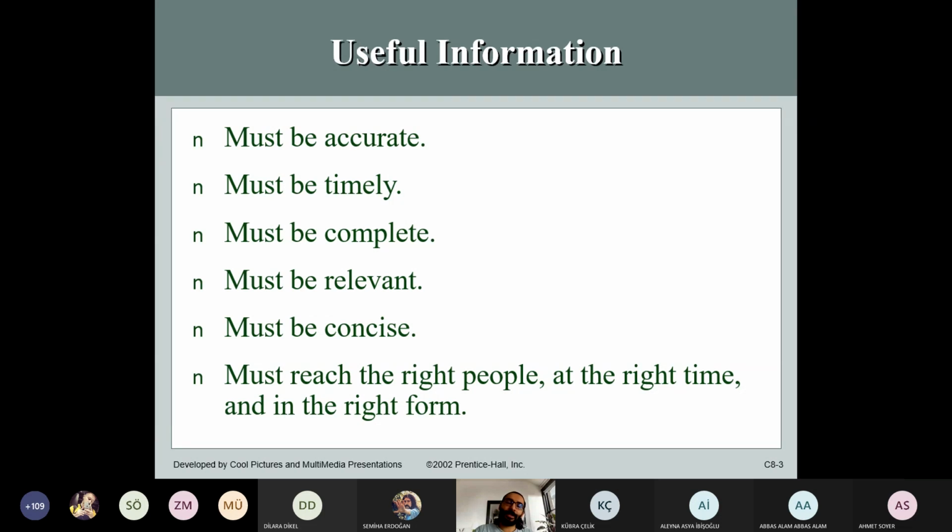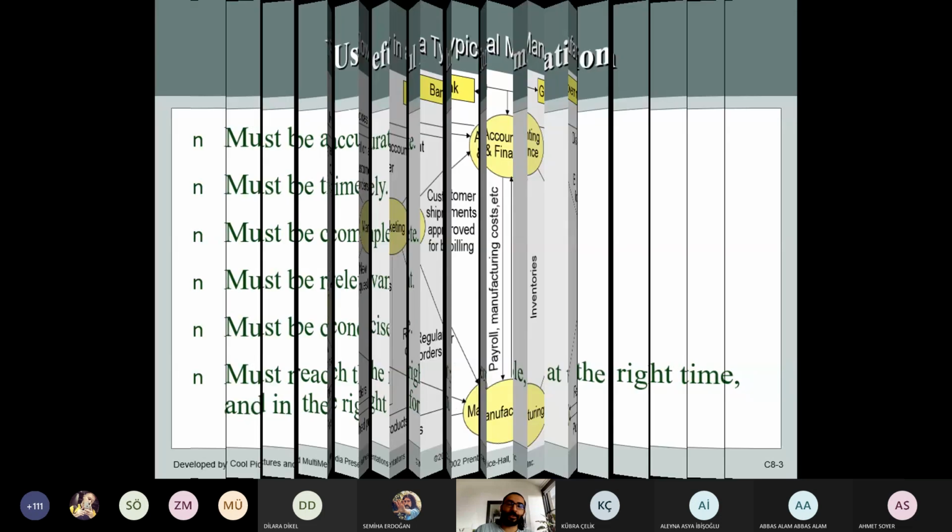Sometimes there is unnecessary information that you don't use. You don't need that information, and this is a very big problem because there is so much information out there, and you need to find the one which is relevant to you. It must be concise and must reach the right people, at the right time and in the right form. This is the definition of useful information. Look at that example.